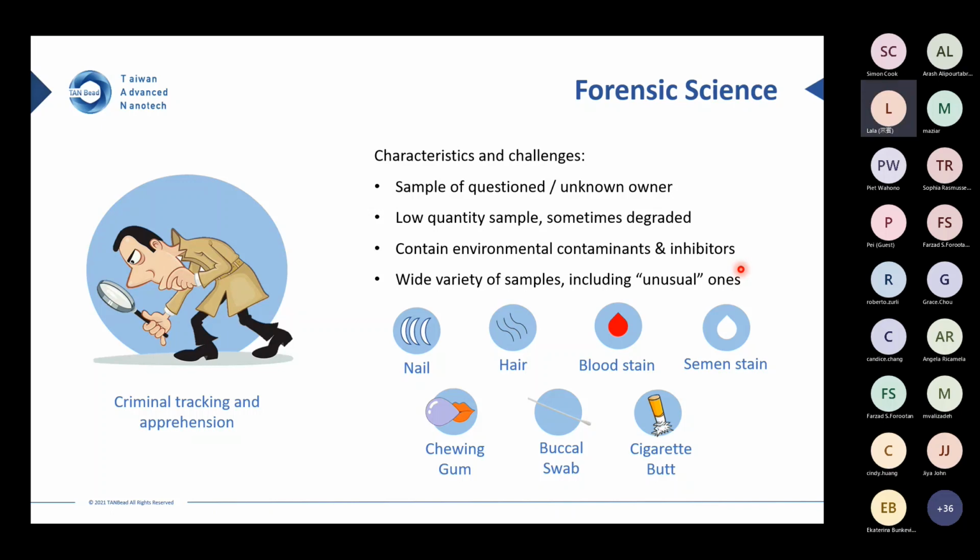Since we are trying to get as much DNA as possible from the crime scene, we might be including some unusual samples. Probably we'll be looking at chewing gums or cigarette butts from the crime scenes, or maybe nails and hairs that we found on the floor or on the walls of a crime scene. And we will also be collecting DNA from witnesses or suspects, probably in the form of a buccal swab or a blood stain, semen stains, or others.